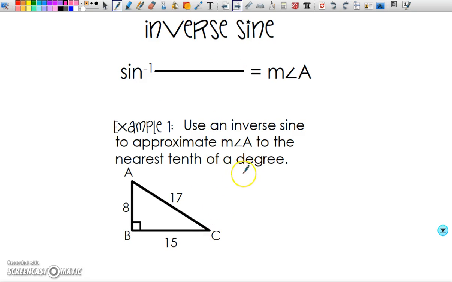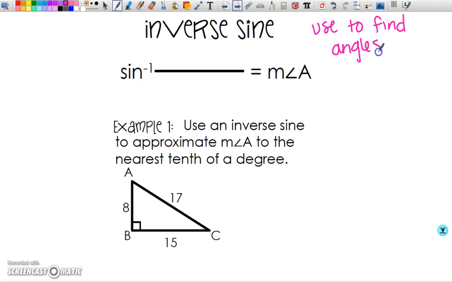All right, so that's your sine, cosine, tangent. And I know it's not a whole lot of information, but we have a whole lot of problems that we're going to do in class together. Now we move into what's called inverse sine. And what that does is it gives you the angle measurement. So you use this to find angles.